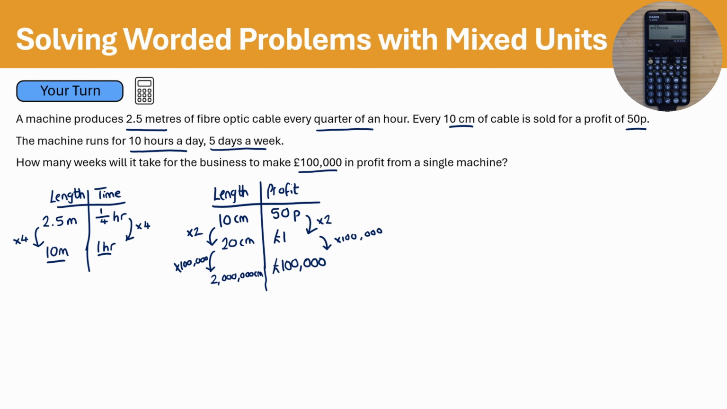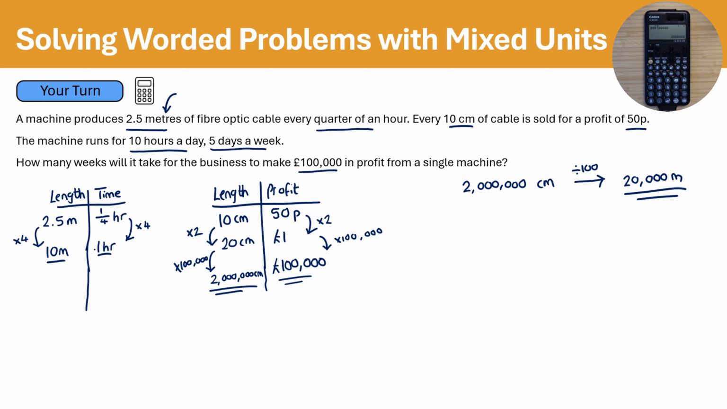Centimeters. In order to get that total profit of £100,000, I would need to make 2 million centimeters of fiber optic cable. In the previous part of the question, we were dealing in meters of fiber optic cable, and that's what we had over here in relation to time. So let's go ahead and turn that 2 million centimeters into meters. To do that, we divide by 100 because there are 100 centimeters in a meter. And that would give me an answer of 20,000 meters. I know I would need to make 20,000 meters of fiber optic cable to get a profit of £100,000.